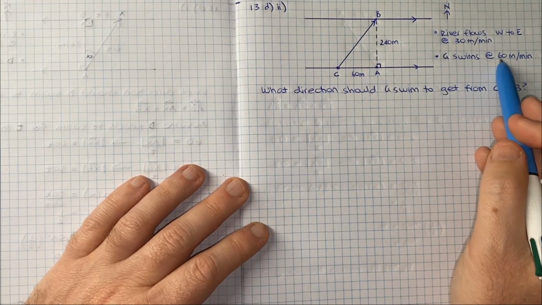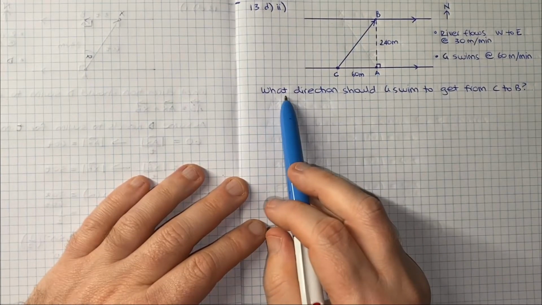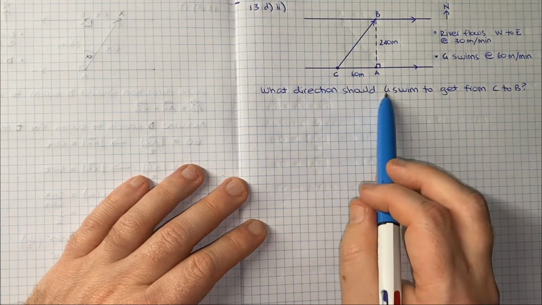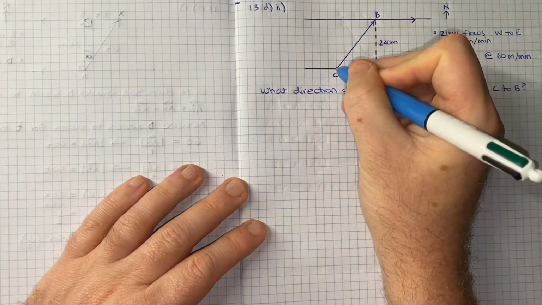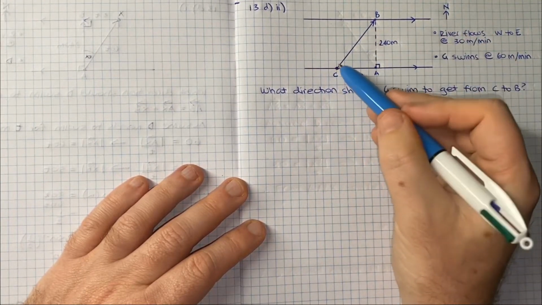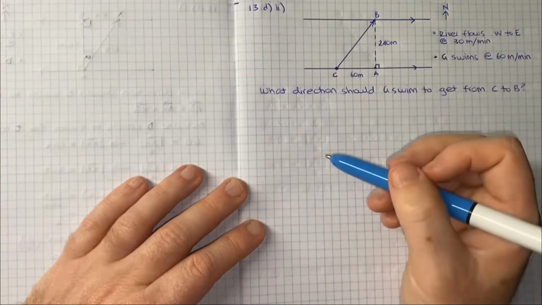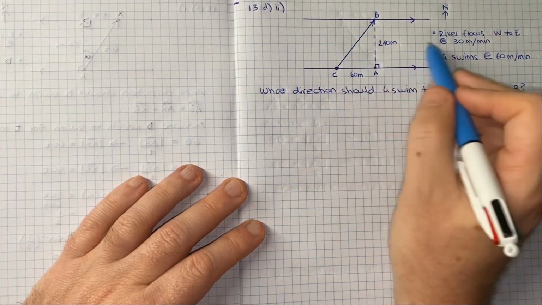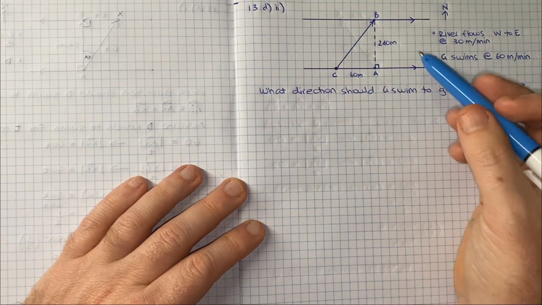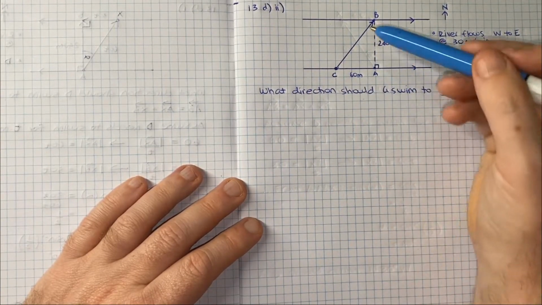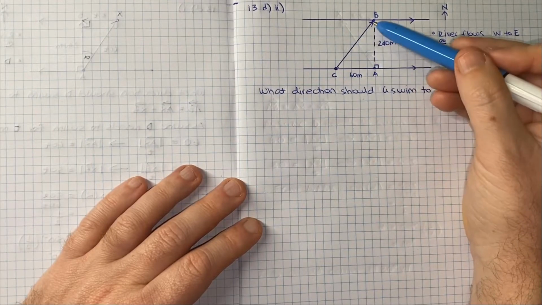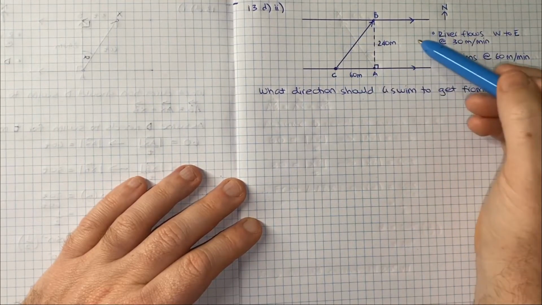So the question here is, what direction should G swim if he's going to start at point C and end up at point B? So basically follow this vector, but noting that we've got the river flowing, we again can't just swim in that direction. We'll end up overshooting our mark.